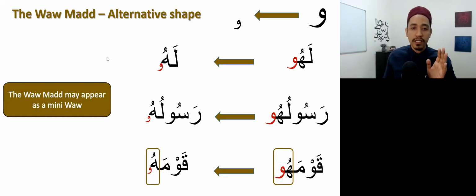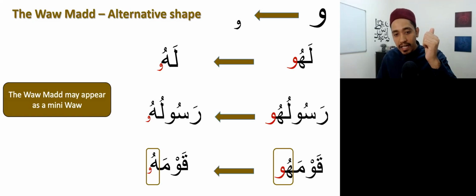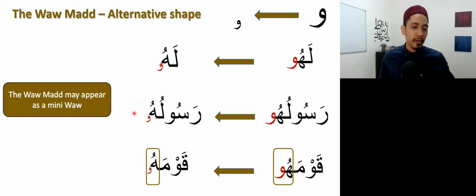And I want to say this to make it even easier for you. This mini version of the waw mad will appear approximately 98% of the time at the end of a word, and it will appear after the letter ha. As you can see, it's all the same kind of example, with the same endings. This is normally how it appears, after the letter ha, at the end. So it's not really difficult to get used to.